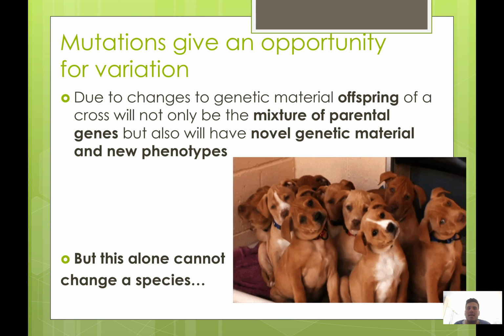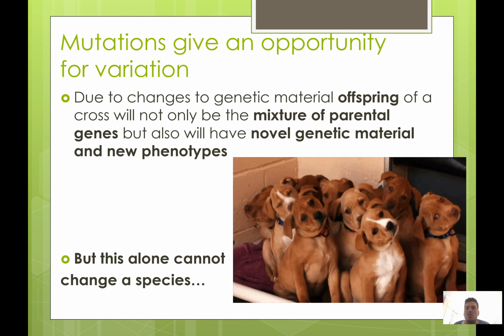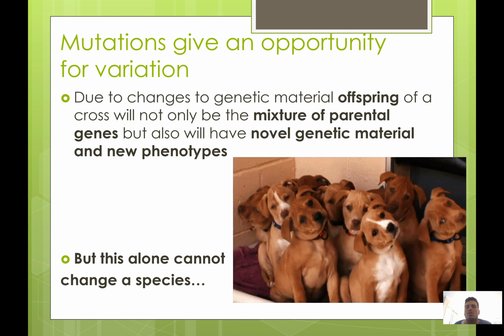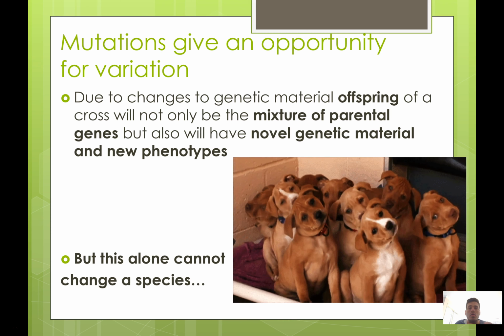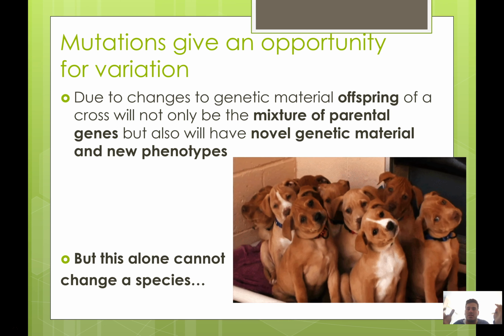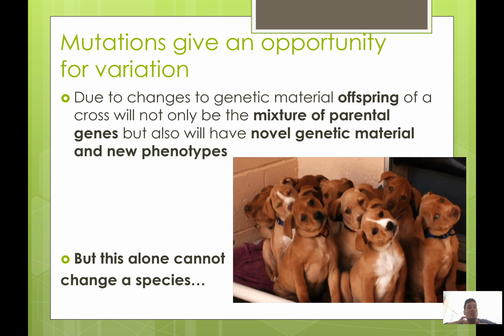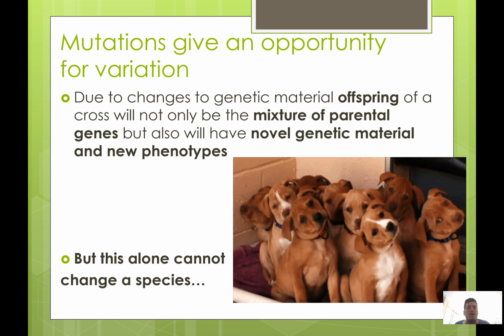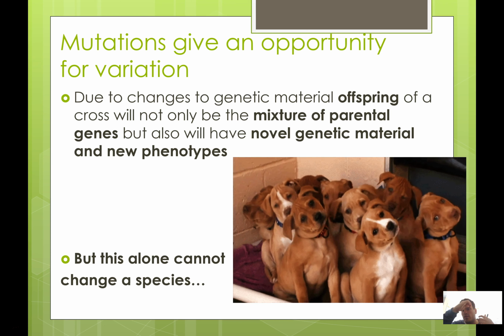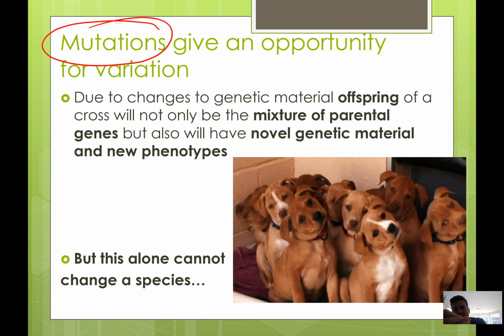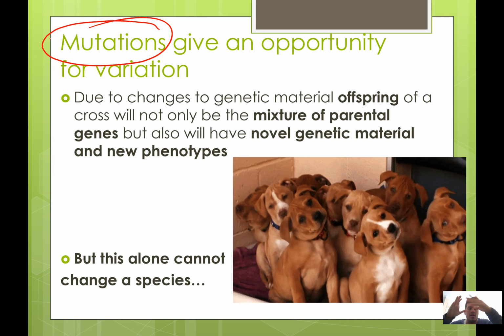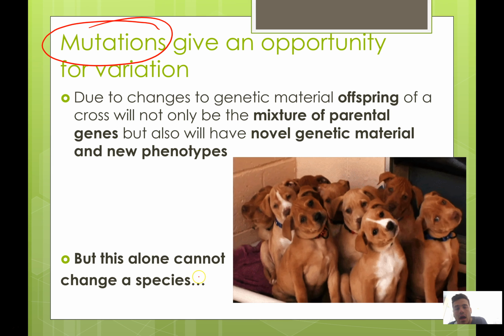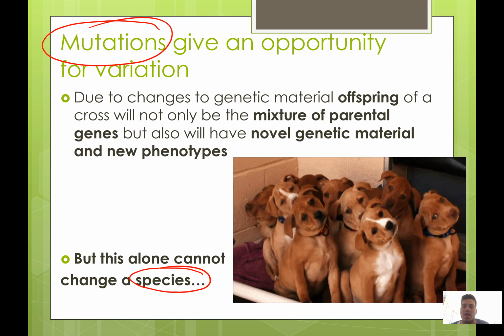So, mutations are obviously a major factor in all of this, okay? Mutations actually give the opportunity for variation, okay? So due to changes to genetic material, offspring of a cross won't only be the mixture of parental genes. You're not just the mixture of your mum and dad, but you're also a bit of new stuff, okay? And that new stuff, the new genetic material and new phenotypes, come from mutations, okay? But mutations change individuals. And remember, we're talking about a species as a whole. And so a mutation alone cannot change a species. Let's talk about why.